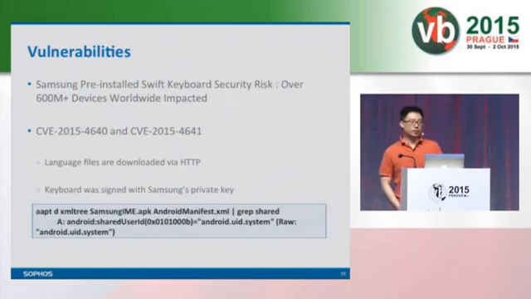So the vulnerabilities have to be discussed case by case. Here I list two popular ones. The first one is the Samsung pre-installed SwiftKey risk. Over 600 million devices are affected by this significant risk, including the Galaxy S6.